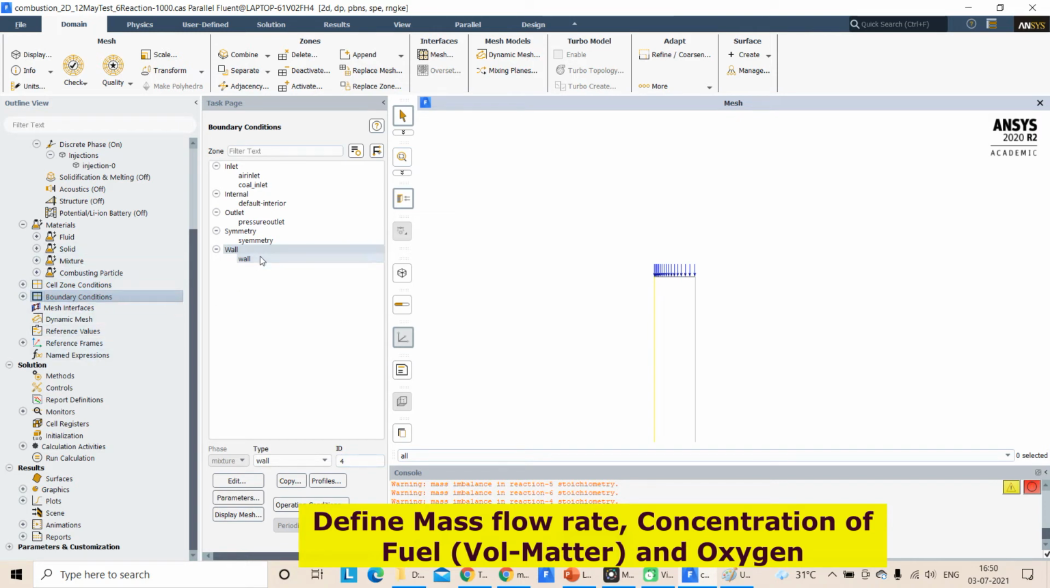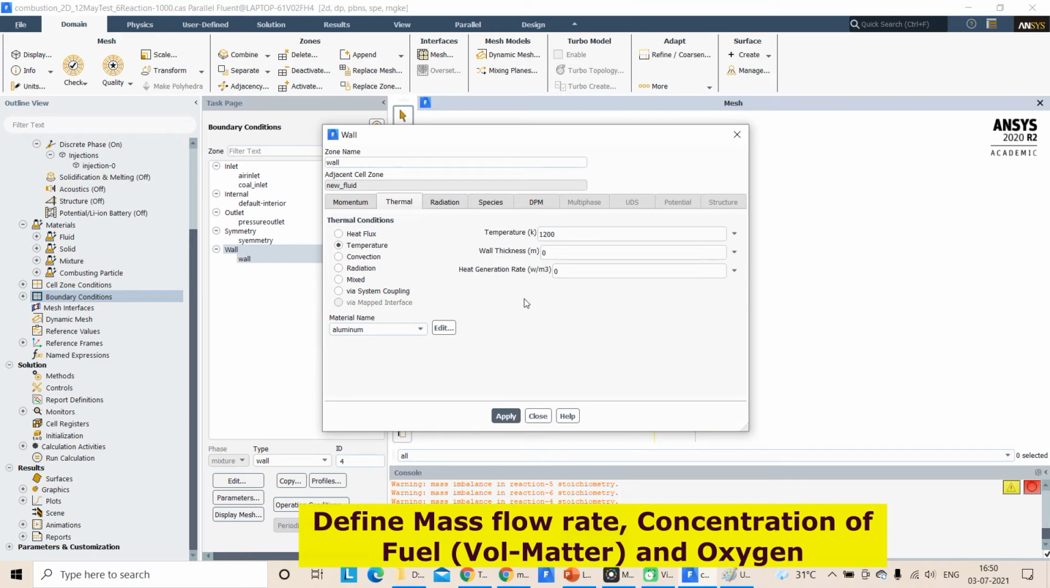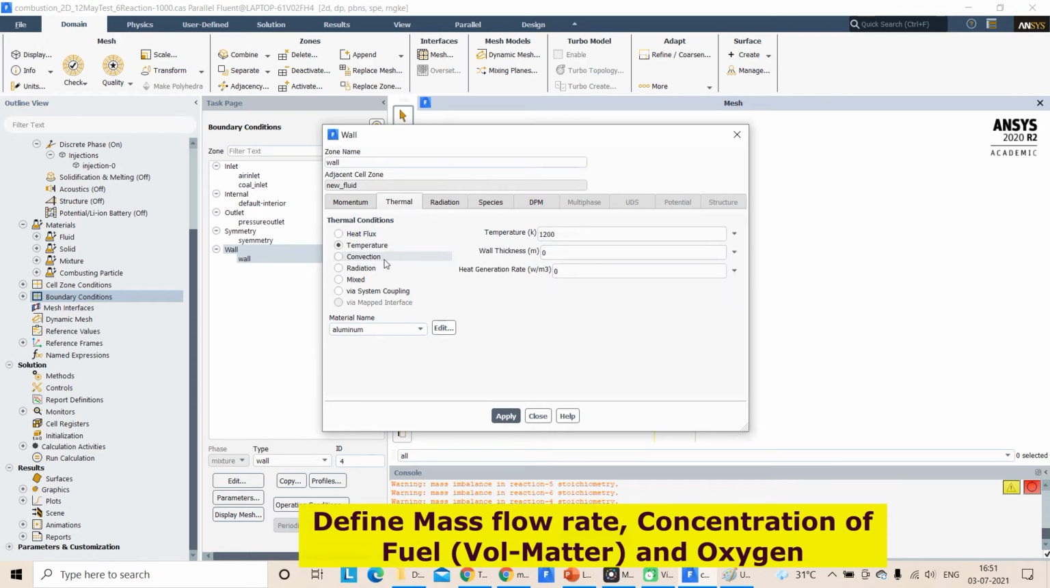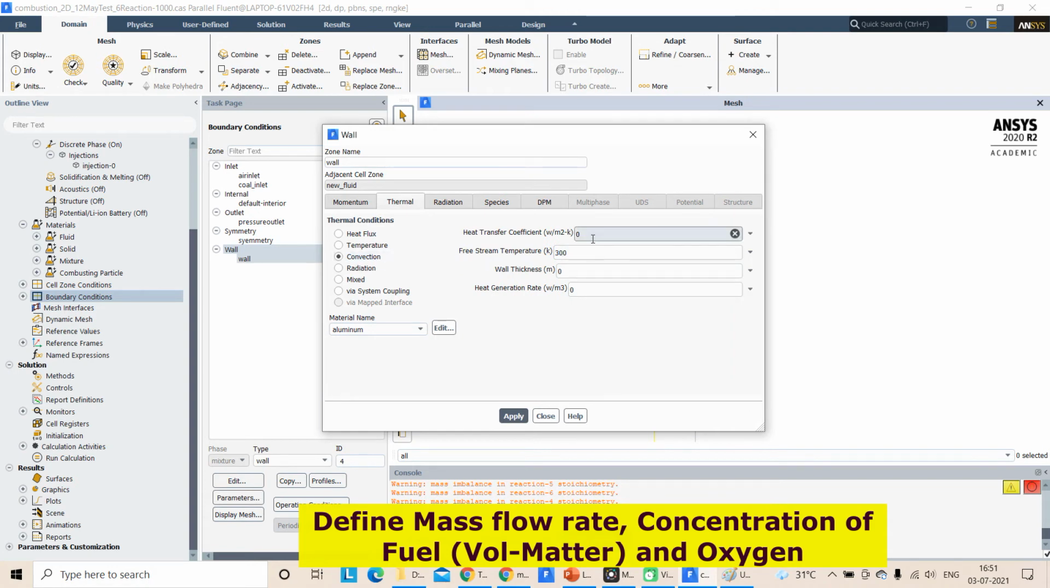No, this is a free stream temperature. This is not the wall temperature. This is a free stream temperature, for a convective one. This is the temperature. I am fixing the temperature, but we can use the mixed convection boundary. You can give a heat transfer coefficient as 30. The free stream temperature of the other side you can give. You can fix the temperature. It may be like 800, 900 Kelvin.